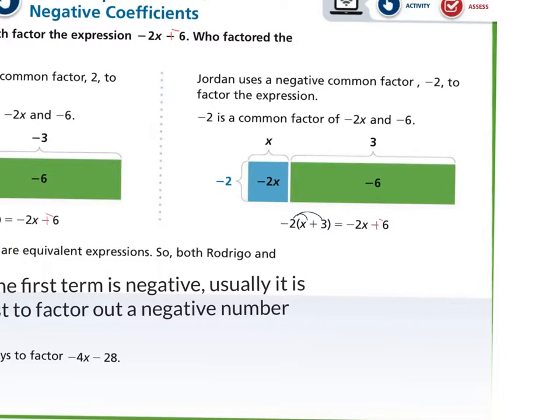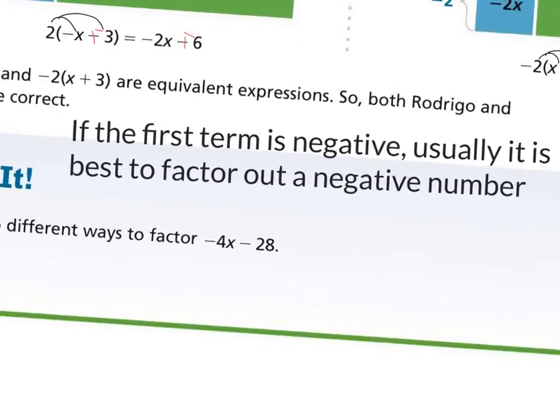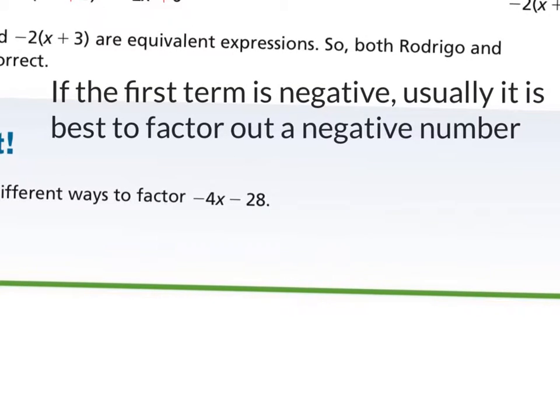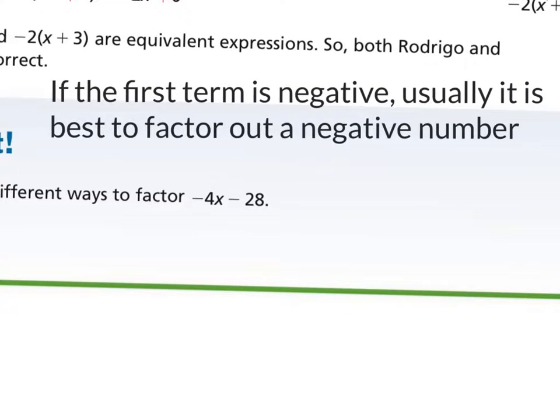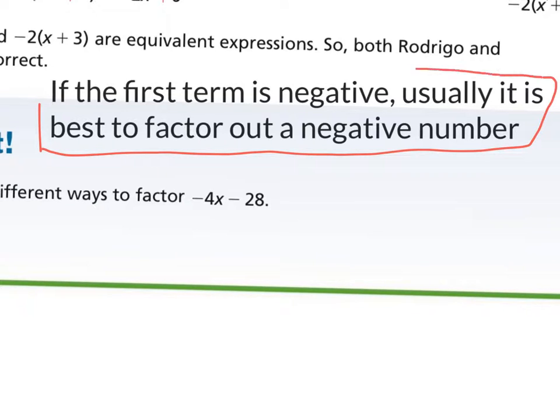So for the long term, just what's going to be helpful for you guys is this. If the first term is negative, usually it's best to factor out a negative number. It's not technically wrong if you don't factor out a negative number, but in the long term when you get into algebra and stuff, in high school especially, you'll just find out on some problems that that's going to make it a little bit easier for you to work the problem out at that point.